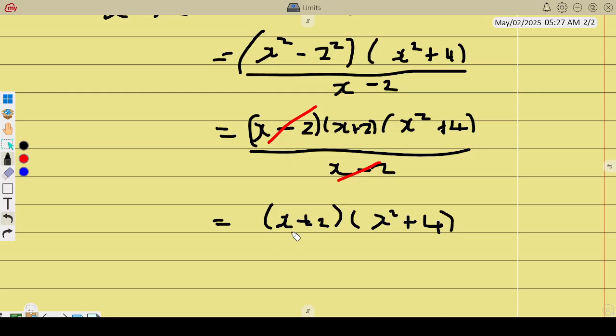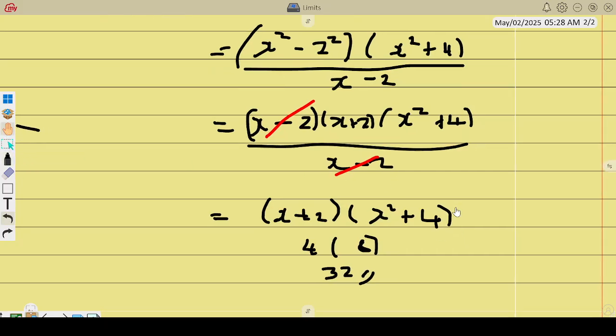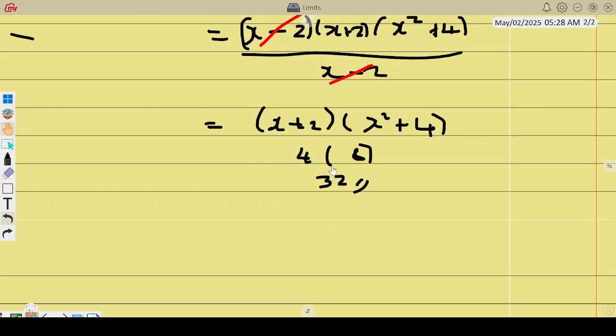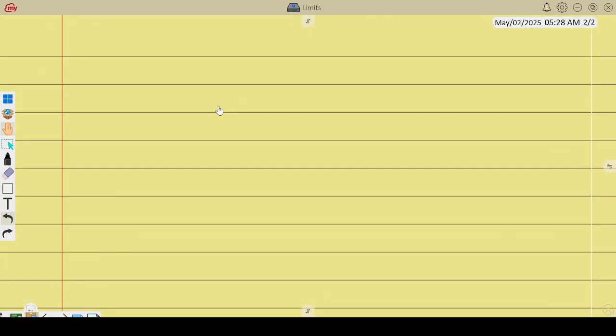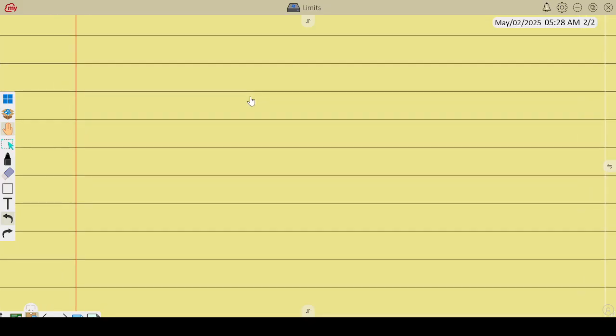So when you put a 2 here, this will be 2 plus 2, 4. And then when you put a 2 here, that is 2 squared, 4, 8. So are we getting 32? I hope that's the correct answer. So this is how you solve. And then let's do one more. We're still evaluating the limits.